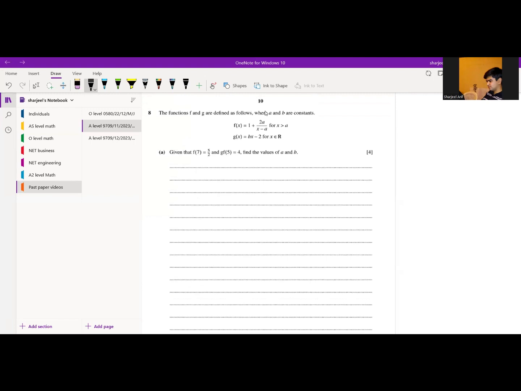Now for question number 8, we are given that f of 7 is equal to 5 by 2, g of f is equal to 4. So for f of 7, this will be 1 plus 2a divided by 7 minus a. This should be equal to 5 by 2. Simplify it to get 2a over 7 minus a equals 3 by 2. Cross multiply it to get 21 minus 3a. So a will be equal to 3.